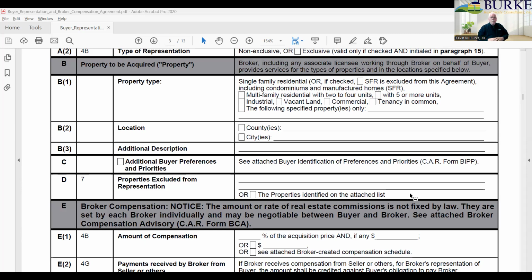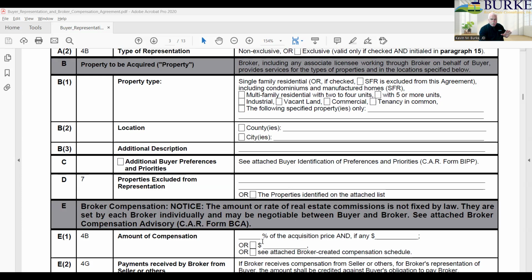And remember, the more broad that you make it, the less likely it is to be enforceable. The more restrictive, the more narrowly it's defined, the more likely that it would be enforceable by a court of law. So broker, including any associate licensee working through the broker on behalf of the buyer, provide services for the type of properties in the locations specified below. So again, this is the big picture.